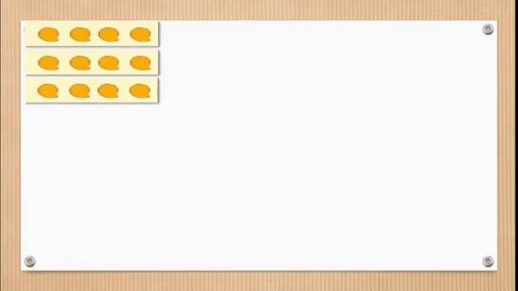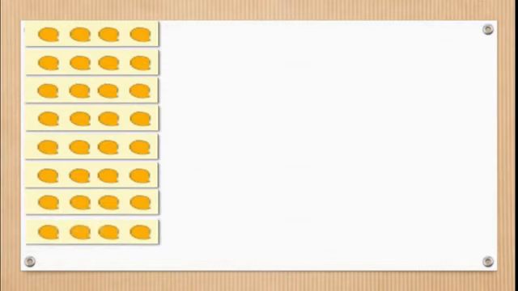Now we can see mangoes here. Again 4 mangoes in a row. 4 more. Second row. Third row. Fourth row. Fifth row. Sixth row. Seventh row. Eighth row. And ninth row. Means there are 9 rows and each row has 4 mangoes.